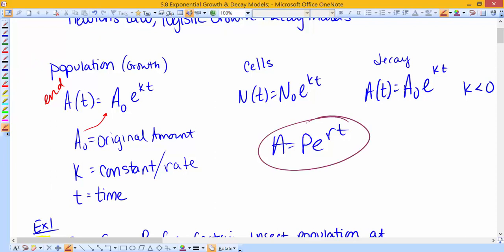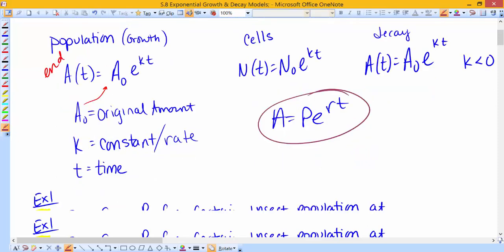And it doesn't matter if it's population, cells, population of an organism, of people, of a city, population of bugs, or if it's cells that are growing or dying. We end up using pretty much just PERT, where we have our original amount, it's growing continuously, we have our constant rate, which is K, and then time.